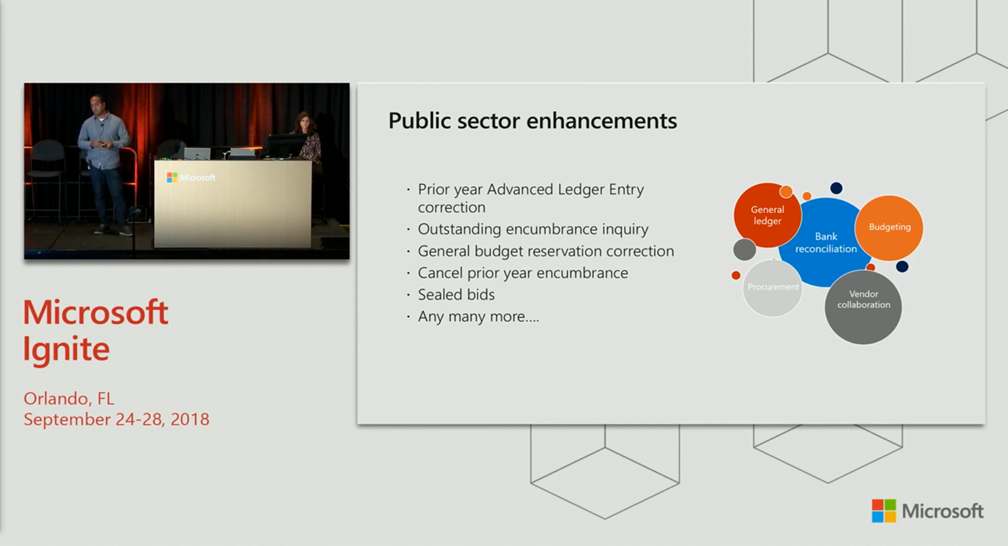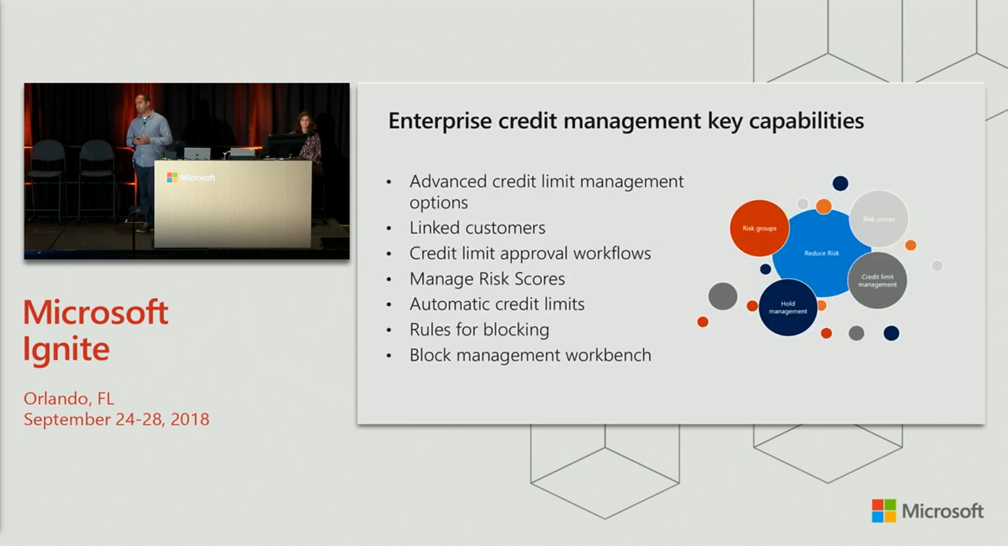With the public sector enhancements, we are getting 100+ features. But some of the enhancements that I can talk about today are things like prior year advanced ledger entry corrections. You'll be getting that. Canceling any prior year encumbrance, you'll be getting that. And you'll be getting things like sealed bid. And the functionality spans across the modules for this one. It is across general ledger, bank reconciliation, procurement, vendor collaboration, and so on and so forth.